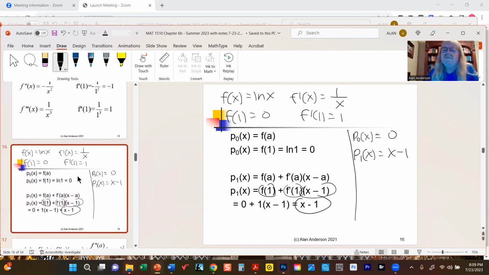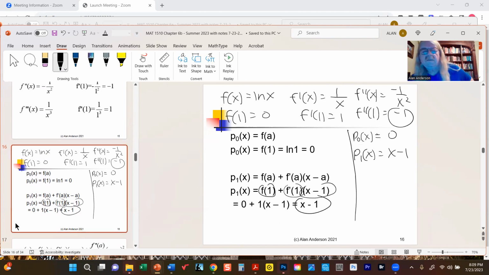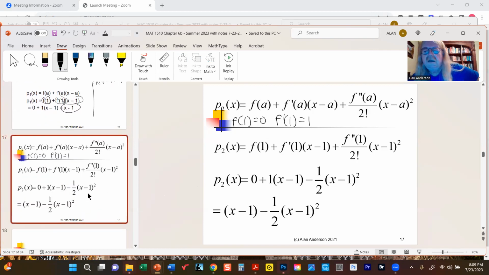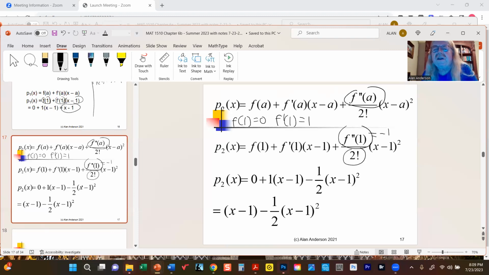Let's go back here. The second derivative is minus 1 over x squared. F double prime of 1 is therefore just simply minus 1. Okay, but we don't want to forget about this little detail. It's true that this is minus 1, but we're dividing that by 2 factorial, which is just 2. So this is actually equal to minus a half here.